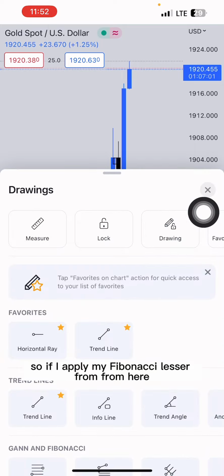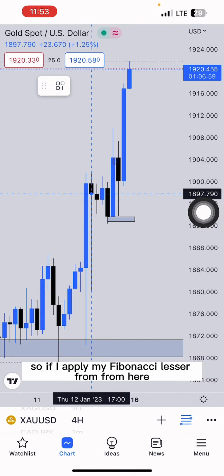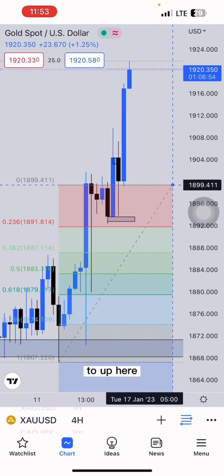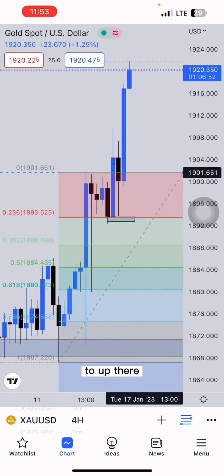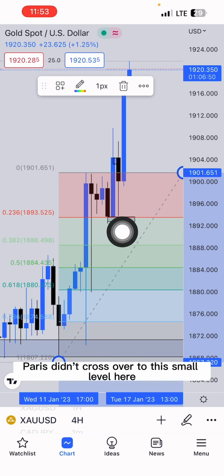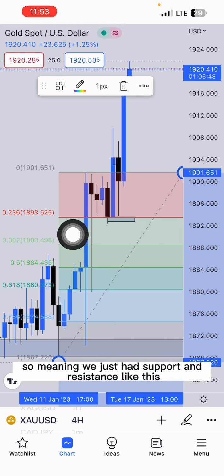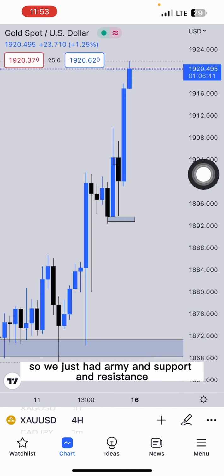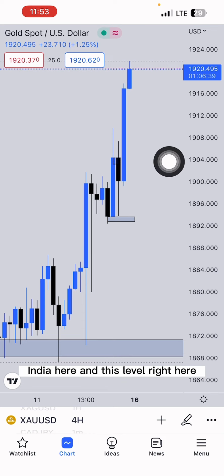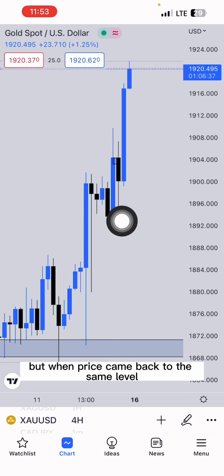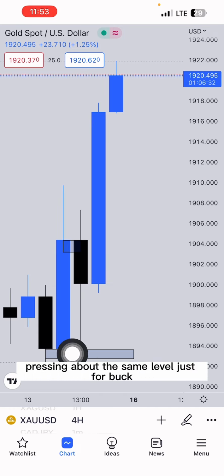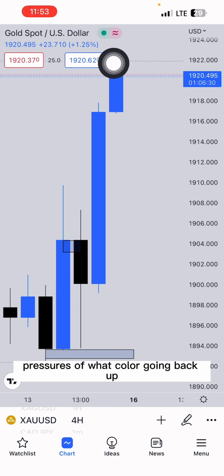So if I apply my Fibonacci, let's say from here to up here to up there, you can see price didn't cross over to this small level here, meaning we just had support and resistance like this. We just had mere support and resistance in here and this level right here. But when price came back to the same level, as you can see with this candle right here, it just pulled back, and then price was automatically going back up.